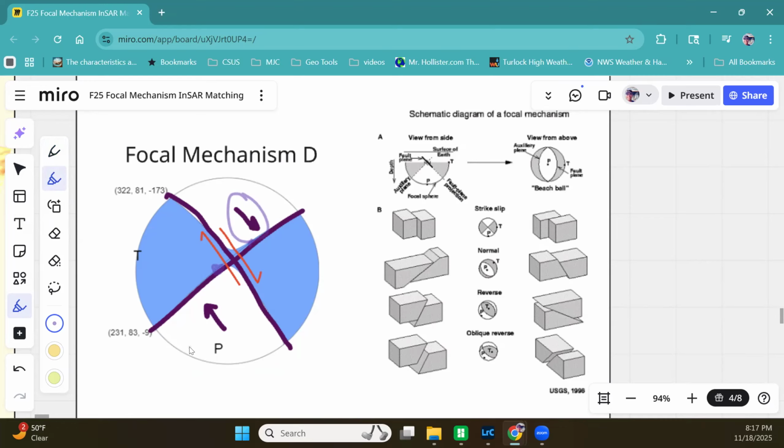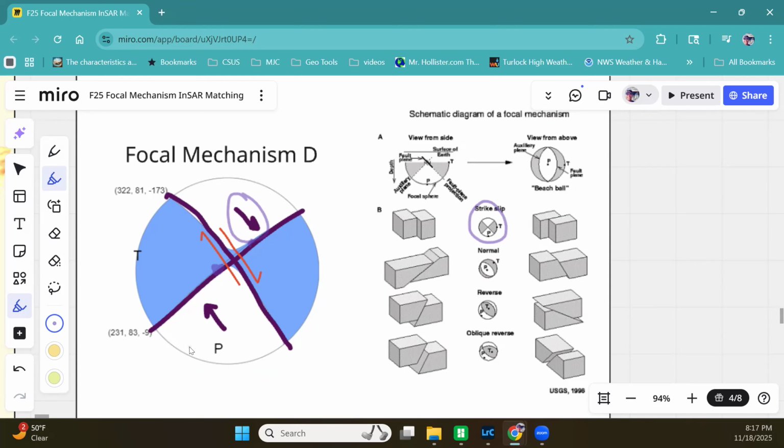Remember, anytime you get this peace sign, or not peace sign, BMW sign, that's like the hallmark for strike slip. I think I was thinking peace sign is Mercedes, but I was thinking BMW is.